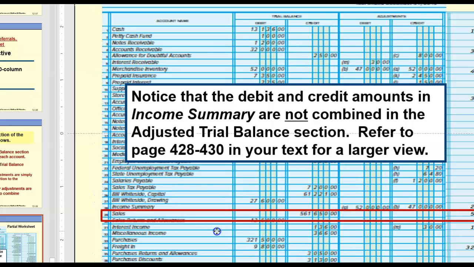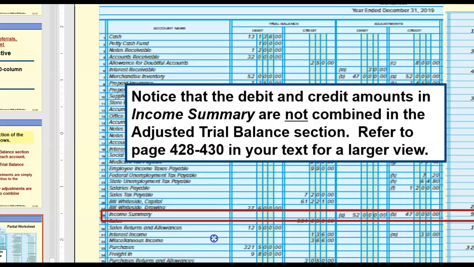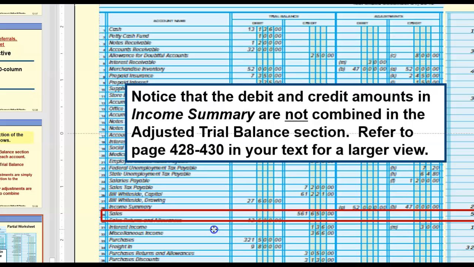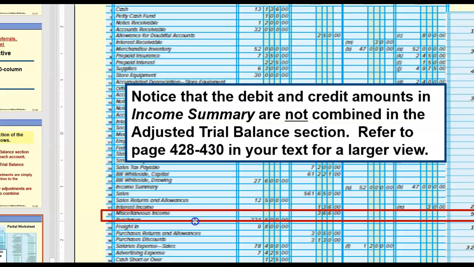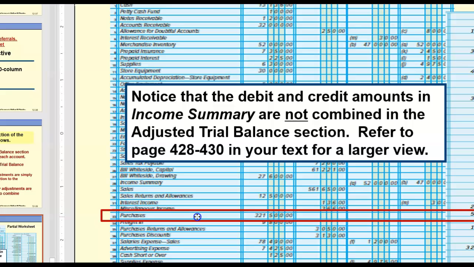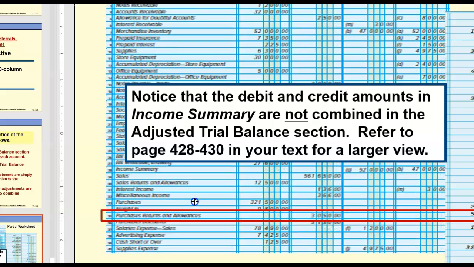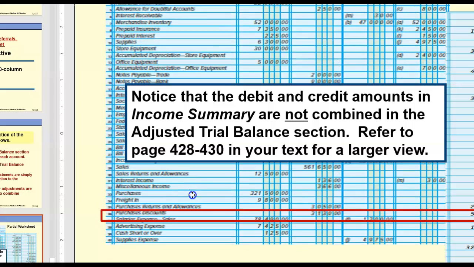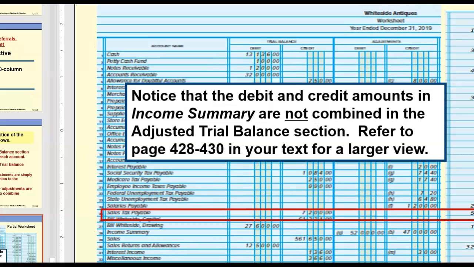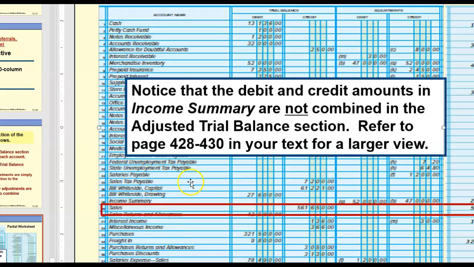We have sales. This is very different from your project because now we have sales return and allowances, which is something that you don't have on your project because we're not dealing with merchandise on your project. Once you deal with merchandise, you have things on here that you haven't seen before, which are purchases, freight, purchase return and allowances, purchase discounts, salaries, all kinds of stuff that we haven't even done on our 10-column worksheet.